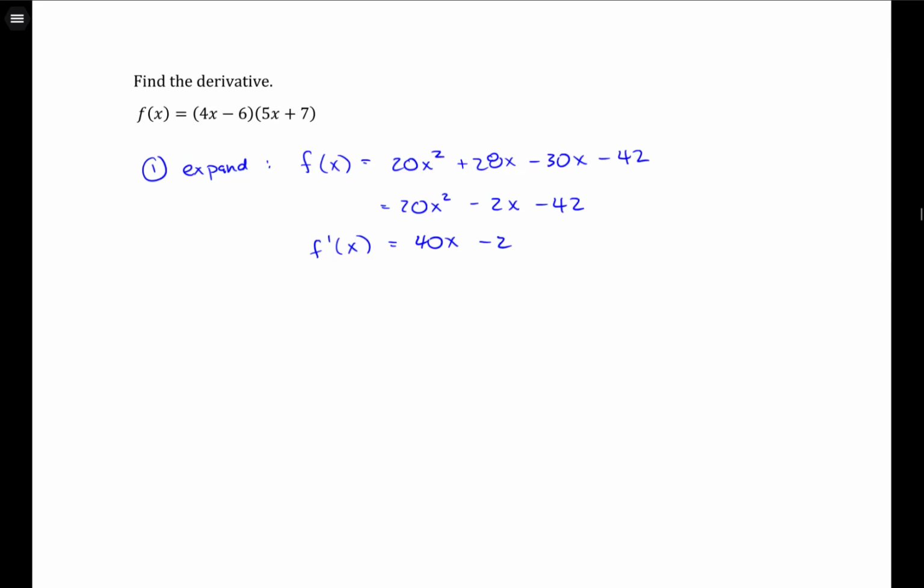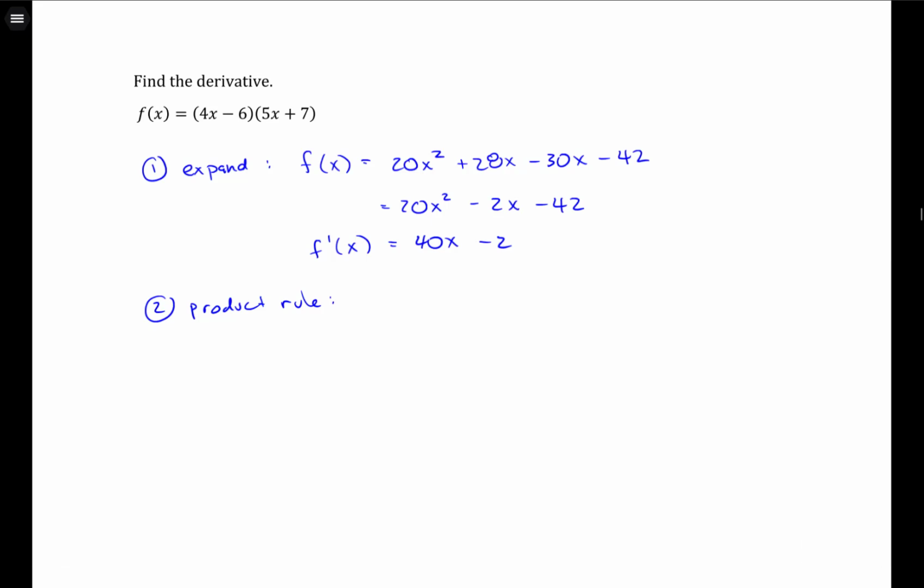And that would be perfectly fine. You've got the derivative. That's a perfectly valid method. It's just that not every kind of function can be multiplied that way. And so you at times need a method of finding the derivative without expanding first. And that's when we use the product rule.